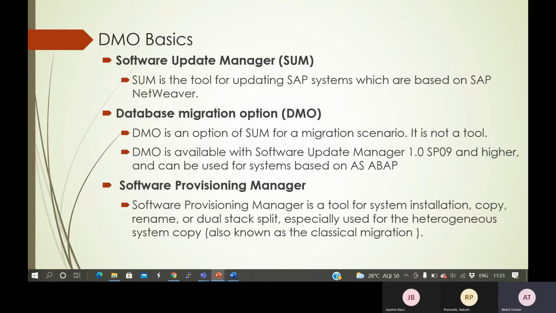DMO is available with the software update manager 1.0 SP09 and higher. It can be used for ABAP-based systems, so you can use it for ABAP only. If you're running Java systems and you want to migrate to HANA, then you cannot use DMO. The DMO is only for ABAP systems. You can migrate your ABAP systems using the DMO. For Java, you have to use the classical method, that is the SWPM, System Export Import methods.